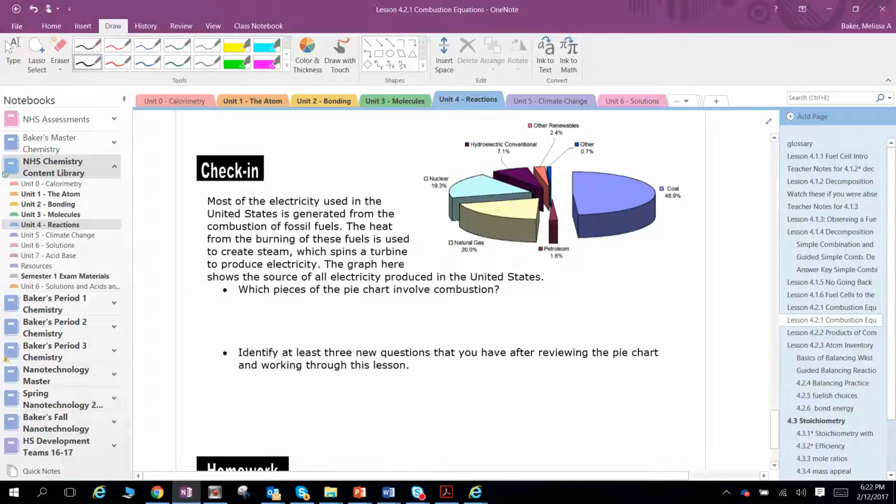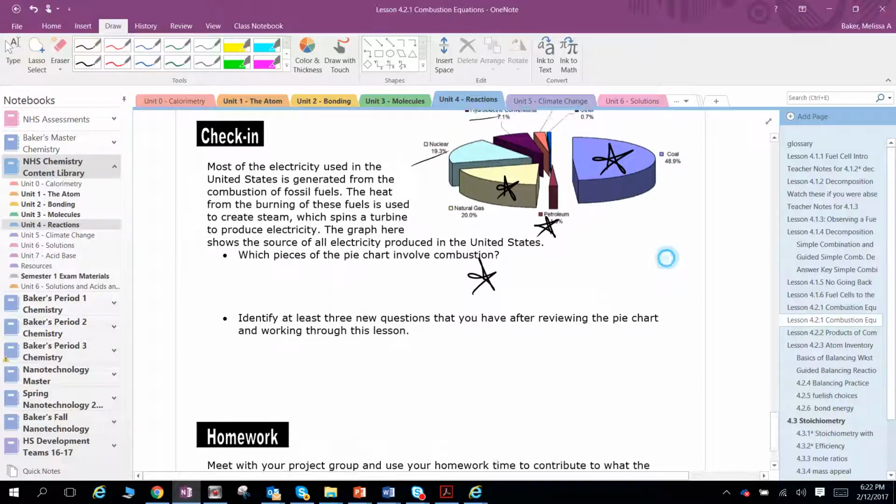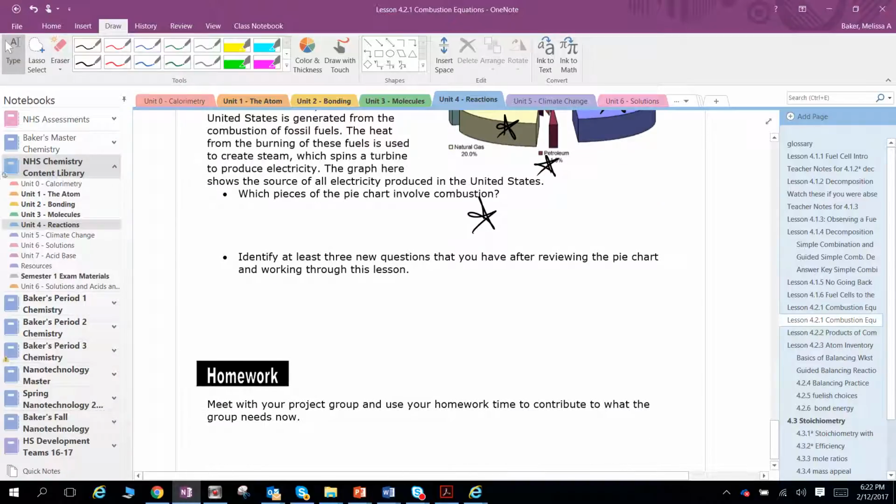Finally, we looked at how electricity is generated in the United States, and a lot of our electricity is coming from coal and natural gas, the top two, and those are definitely involved in combustion. Petroleum as well. And the other ones, hydroelectric, nuclear, and other renewables, a smaller part of the pie, are not involved in combustion. And that was it for lesson 4.2.1.